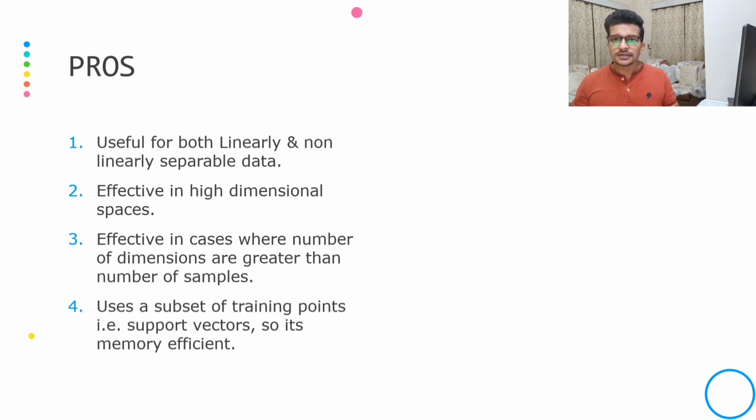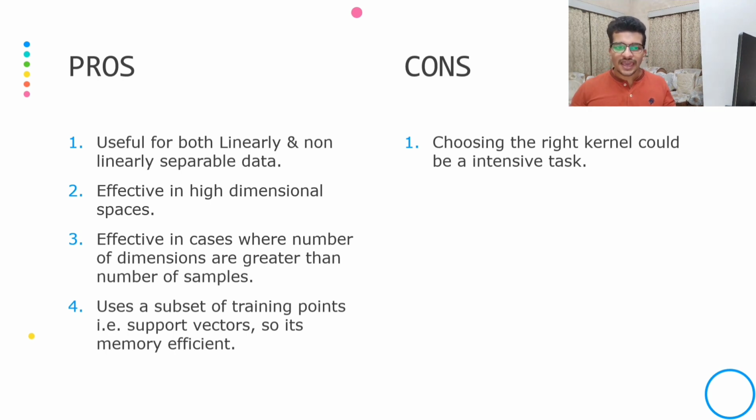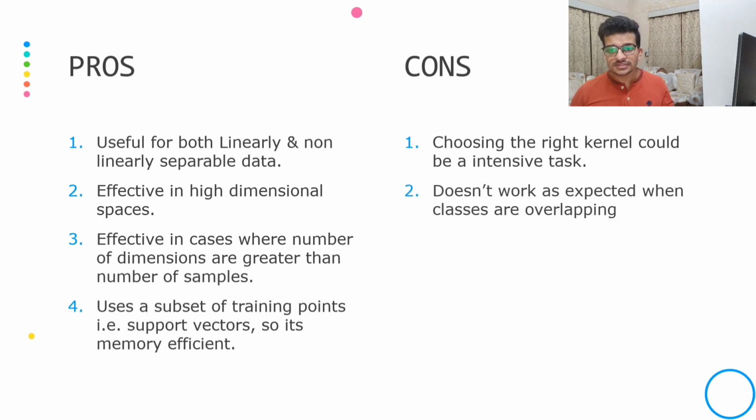Now, talking about some cons of SVM. Choosing the right kernel could be an intensive task in the case of non-linear separable data, as we saw earlier in this video. It doesn't work as expected when classes are overlapping. In those cases, we use high regularization parameters, about which I will be discussing in our next video, where I will also be giving a deeper explanation of SVM and talking about some more points like kernels, gamma, margins, and we will also be doing some hands-on coding practices.